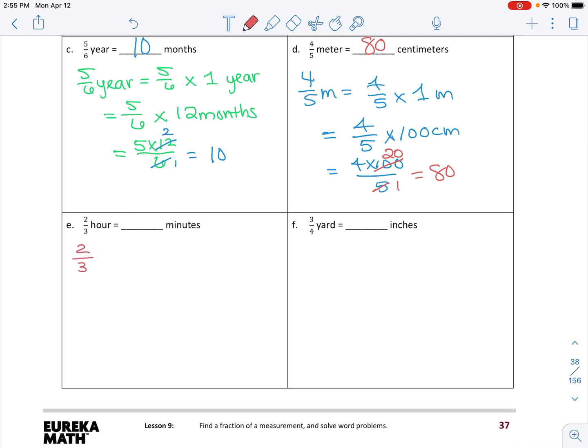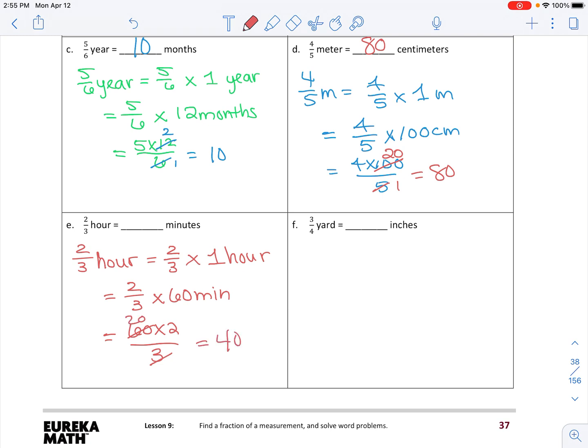2/3 of an hour, pause the video and change this into minutes. So we have 2/3 times 1 hour. Well, 1 hour is the same as 60 minutes. I get 60 times 2 over 3. Cancel. I end up with 40. So 2/3 of an hour is 40 minutes.